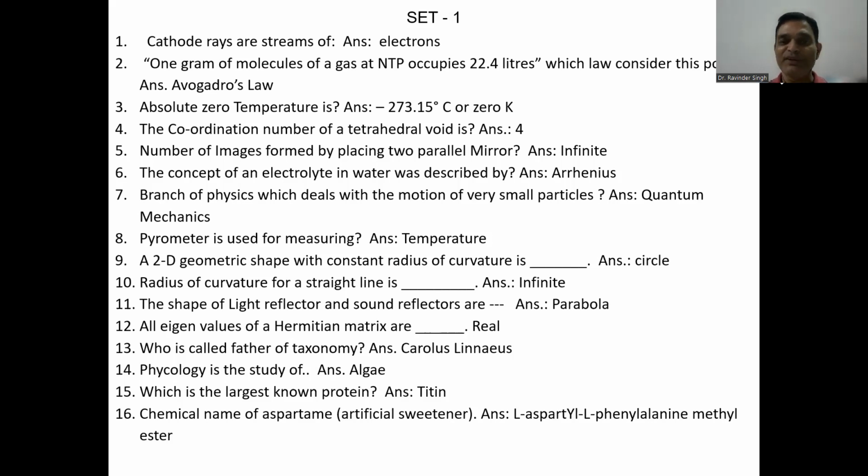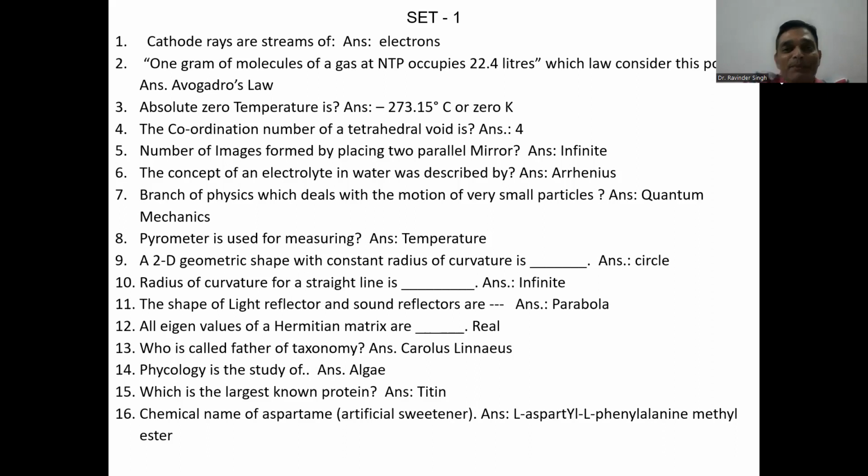The shape of light reflectors and sound reflectors is, answer is parabola. All eigenvalues of a Hermitian matrix are, answer is real. Who is called the father of taxonomy? Answer is Carolus Linnaeus. Phycology is the study of algae. Which is the largest non-protein? That is titin. The chemical name of aspartame is L-aspartyl L-phenylalanine methyl ester.